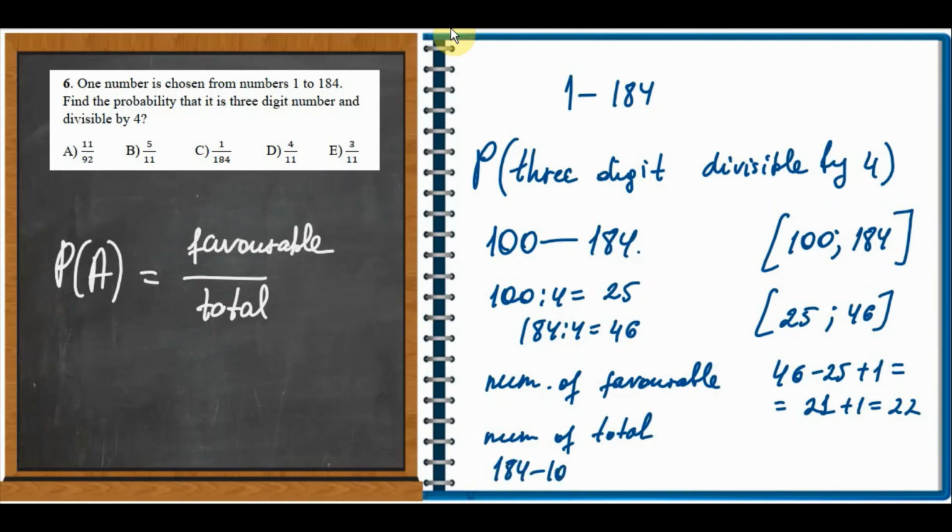The number of total outcomes is from 1 till 184. So that's just 184 numbers, right? So the number of total outcomes is 184, so the probability will be 22 over 184. That's going to be 11 over 92. The correct answer is A.